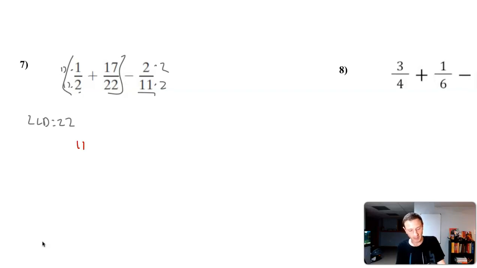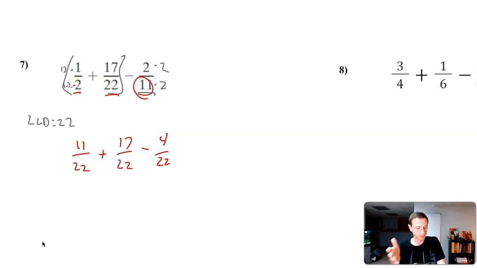So we have 11 over 22 plus 17 over 22. And I'm going to tack on that minus 4 over 22 because I noticed that my least common denominator was 22 here. I had to multiply this by 11, and I already had 11 over here. So I had to multiply that by 2 to make that 22. You could piece that together.